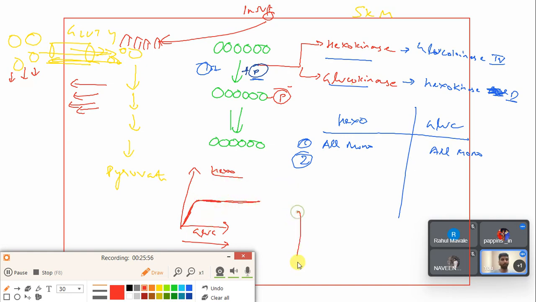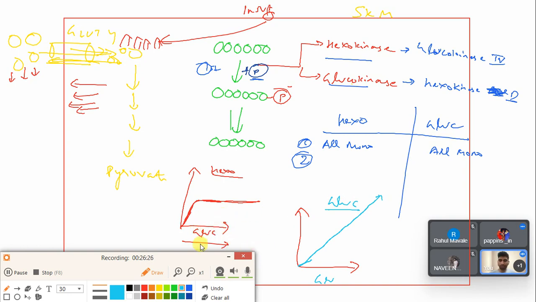And the same thing, when we give glucose to hexokinase. Initially, when there is a gradual increase, there is a slow increase because it does not get activated with the low concentration of glucose. But as we increase the glucose concentration, the efficiency of the enzyme keeps increasing. So this is glucokinase. So this is the first difference here.